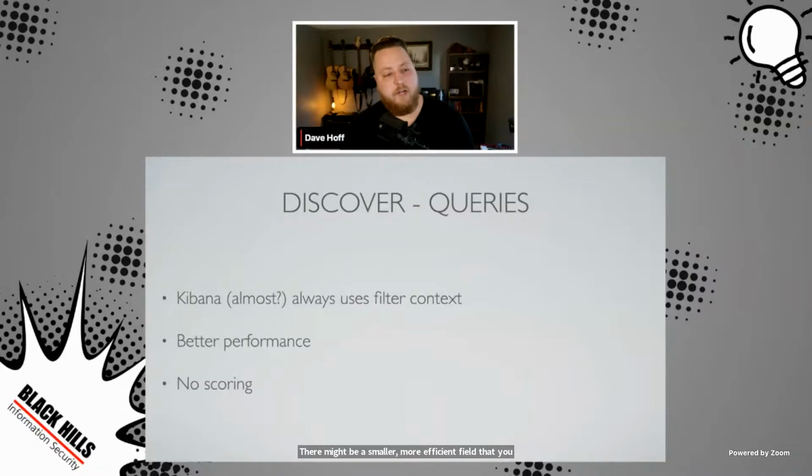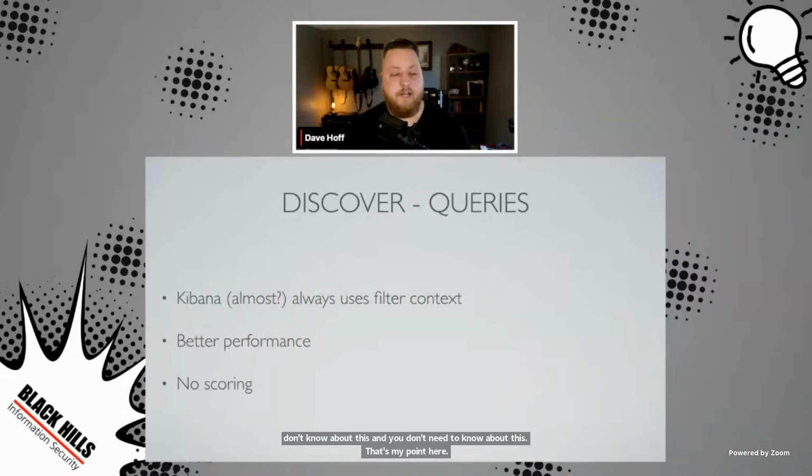Really quick note about query versus filter context. If you're new to Kibana, you probably don't know about this, and you don't need to know about this. That's my point here. But if you read a lot of documentation, you've probably run into query versus filter context in Elastic. They perform very differently. The good news is Kibana basically always uses filter context for us, which is the faster performing version. There are some edge cases, but for the most part, Kibana just figures it out under the hood for you.